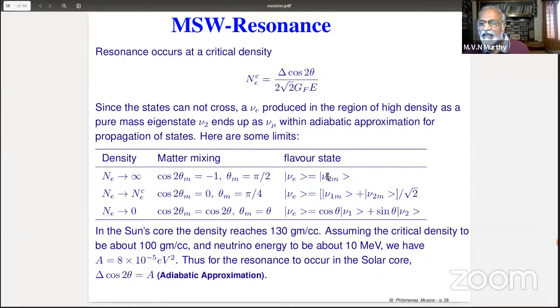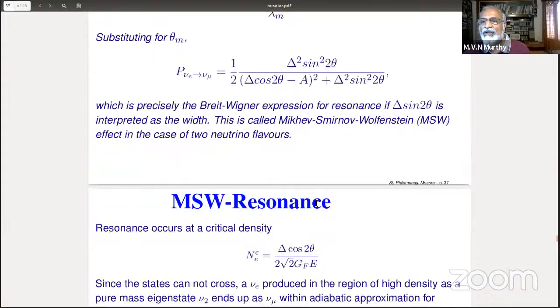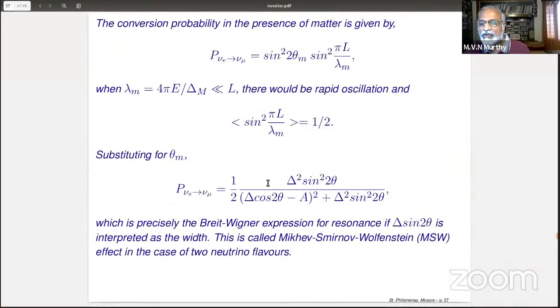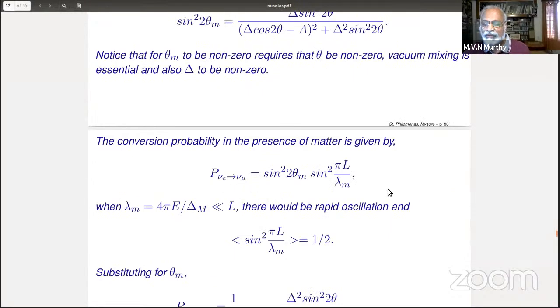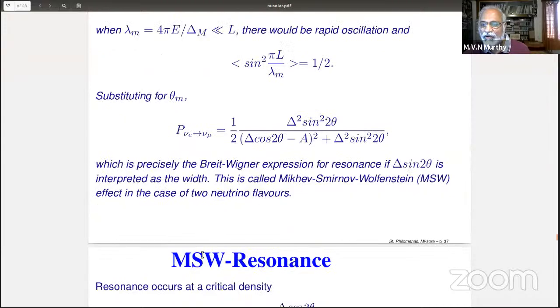And if theta is small, then of course this nu 2 will be dominantly nu mu. So in the initial stages, when the electron neutrino is produced close to the center, all those neutrinos emerge more or less as muon neutrinos. Then there is a critical density where this theta m is pi by 4, because if A is equal to delta cos 2 theta, then sine squared 2 theta m is equal to 1. Therefore, theta m is equal to pi by 4.